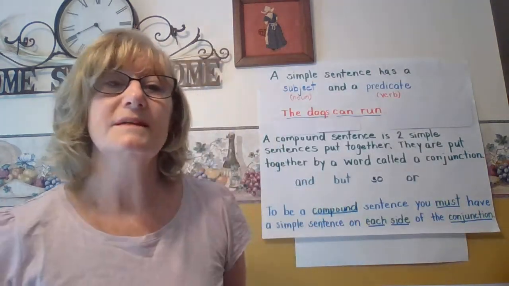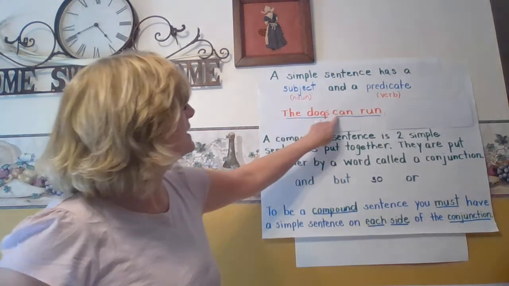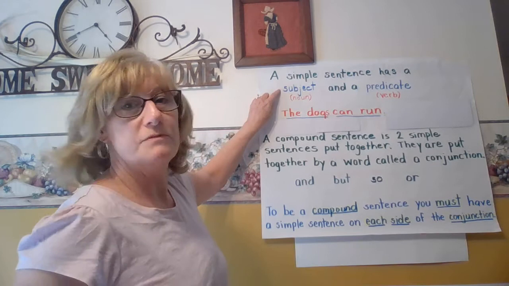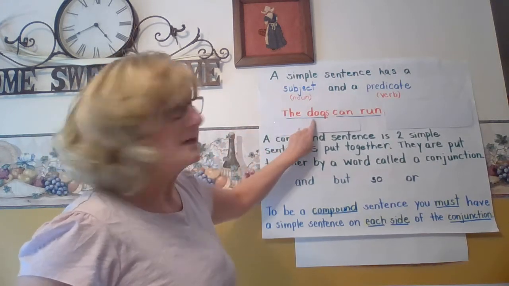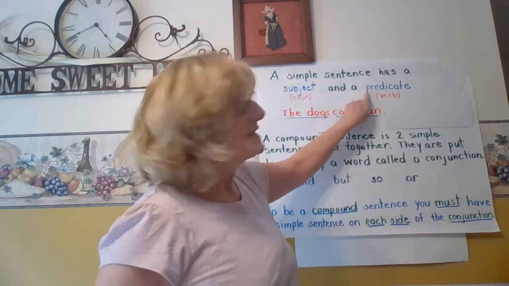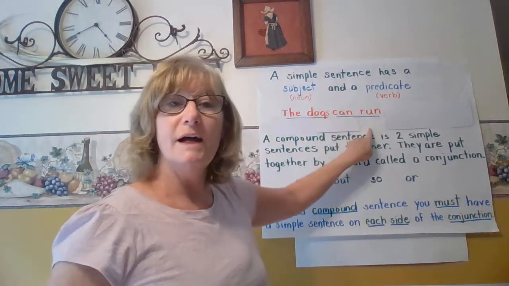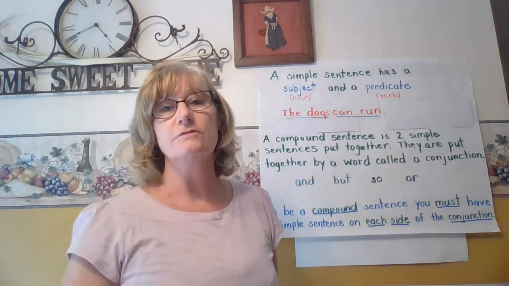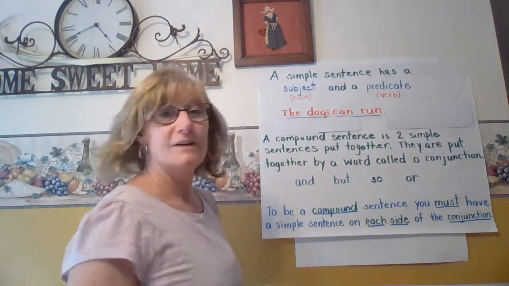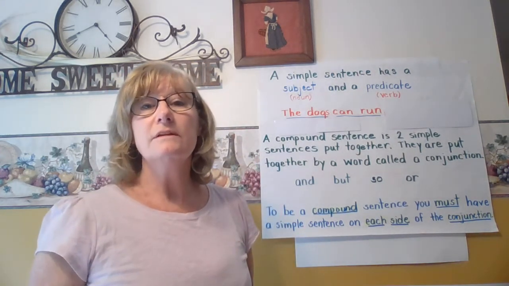Let's look at a simple sentence that I have up here on the board. The dogs can run. Remember, a simple sentence has a subject or a noun. So my subject is the dogs. It also has to have a predicate or a verb. The dogs can run. That's the action that the dogs are doing.